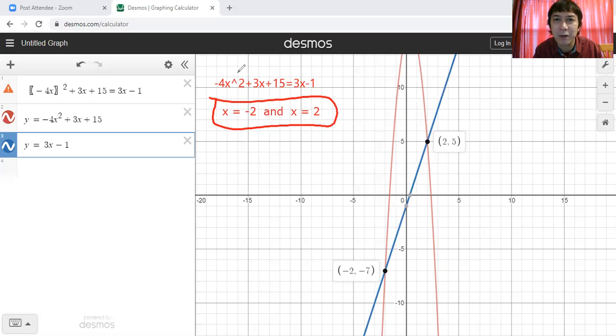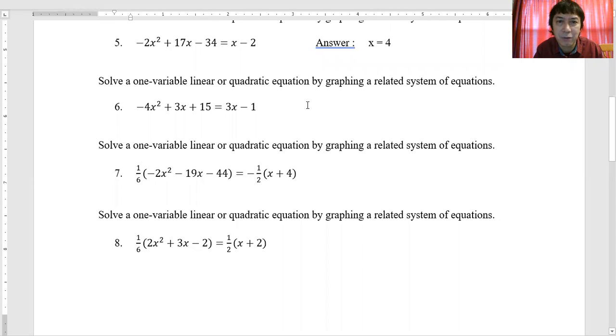All right, let's go back to our source screen. And we can now type our answer here. There, x equals negative 2 and x equals 2. All right, let's do number 7.